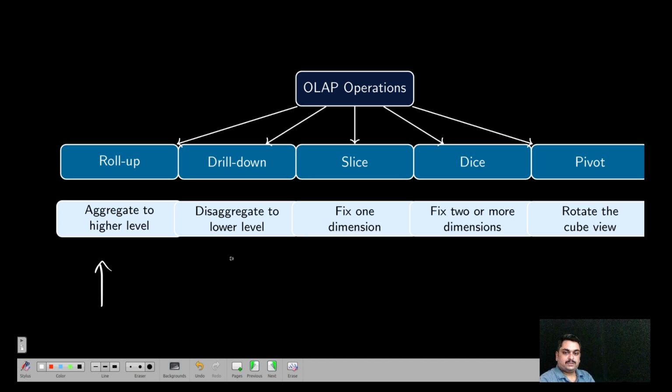Drill down means disaggregate, from high level to low level, from top to bottom. Slice means we will fix one dimension, just like in your SQL we set a where clause, right? Fix one dimension. Dice means fix two or more dimensions. Pivot means rotate the data cube for a different view.